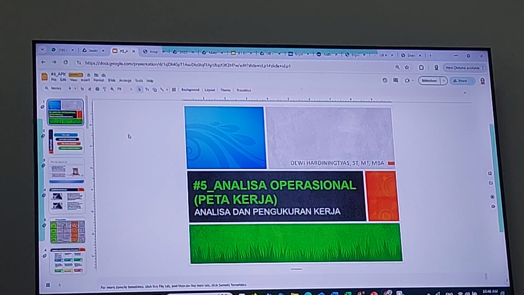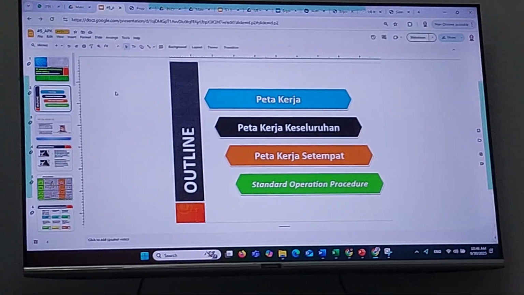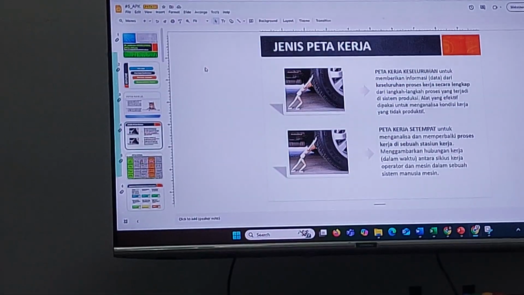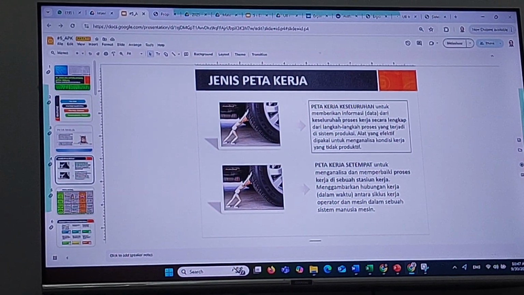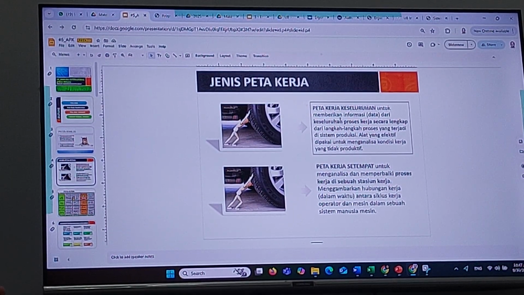Today, I will discuss the man machine chart. So we know that for the man machine chart, we have 2 types. For all of it, in Indonesian, we usually call it peta kerja keseluruhan.